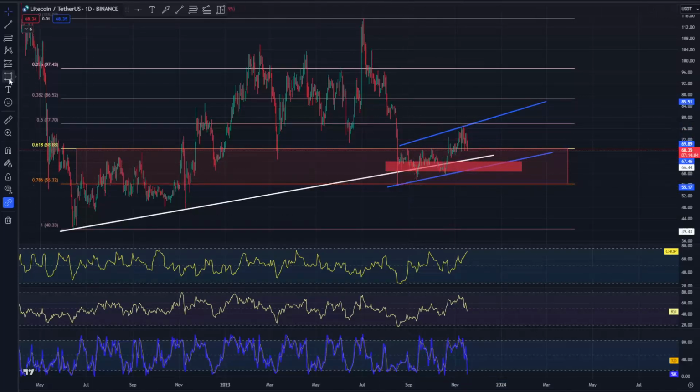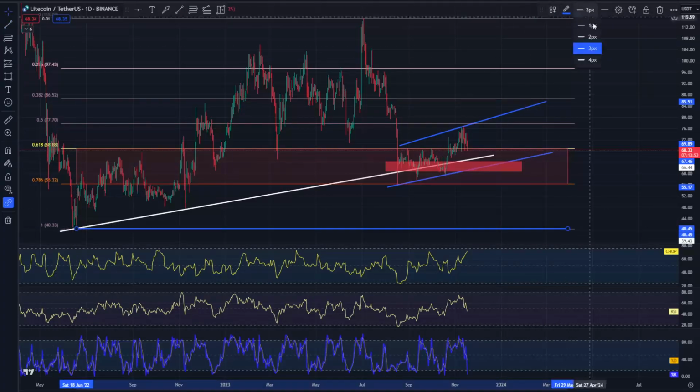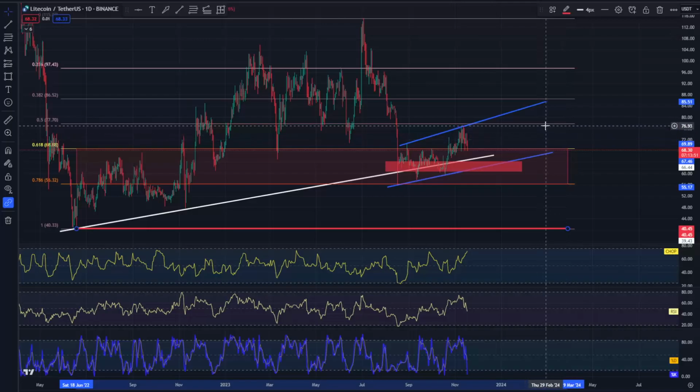However, when the price breaks below the current channel and support zone, we may see a drop to the very strong support level of $40.45.